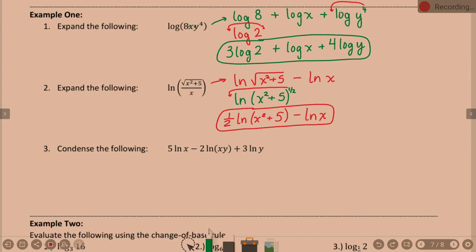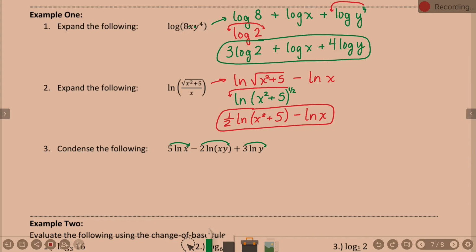Condense. Condense means shove it all together appropriately. Okay? So, 5 natural log of x minus 2 natural log of xy plus 3 natural log of y. Okay, so we're kind of reversing the order of what we've been doing, yes? So we're going to take the 5 and make it a power. We're going to take the 2 and make it a power. We're going to take the 3 and make it a power.